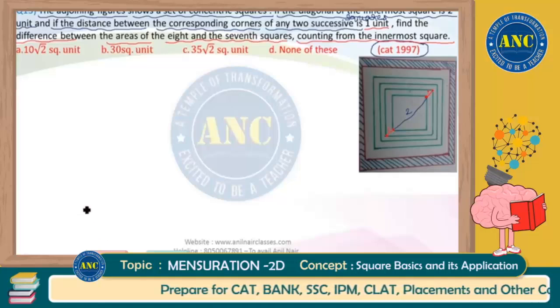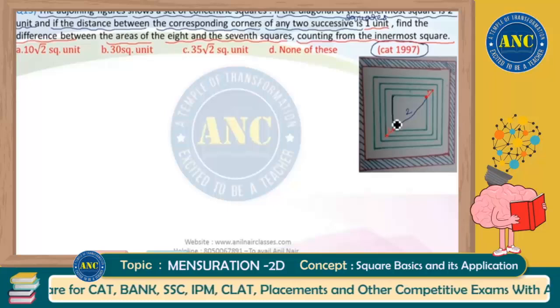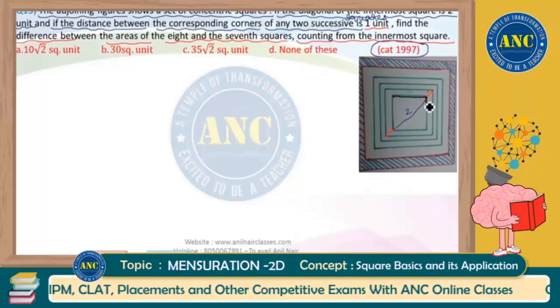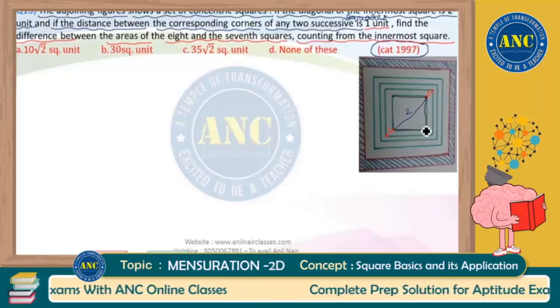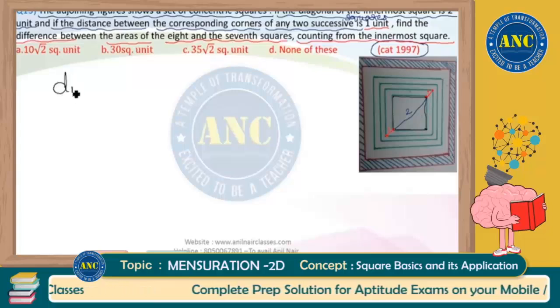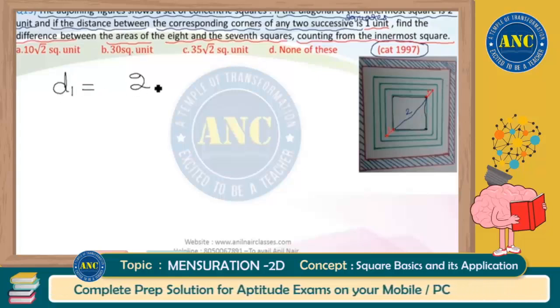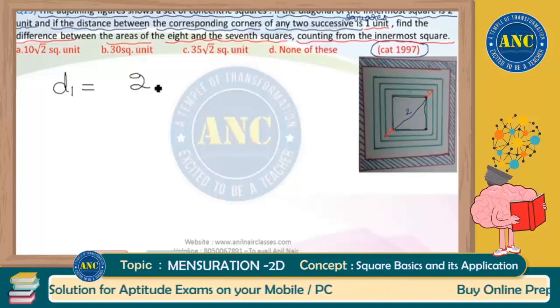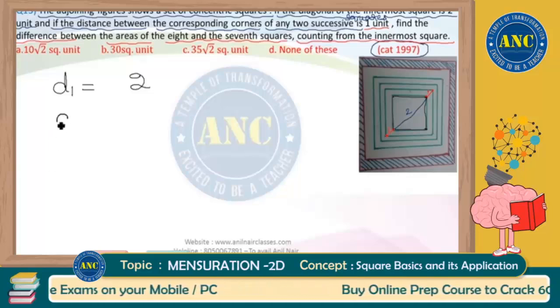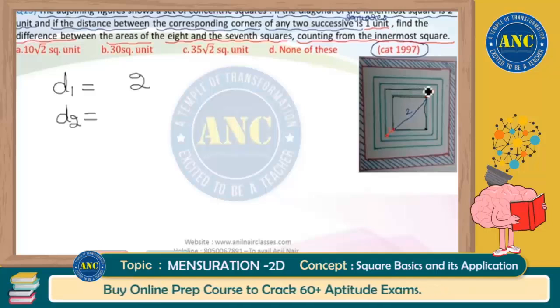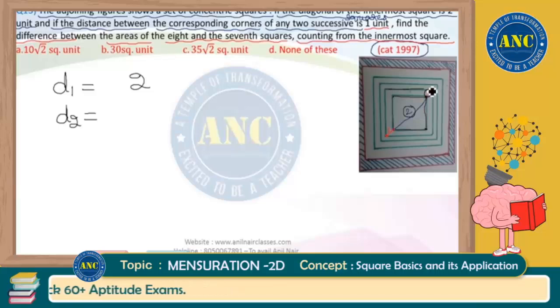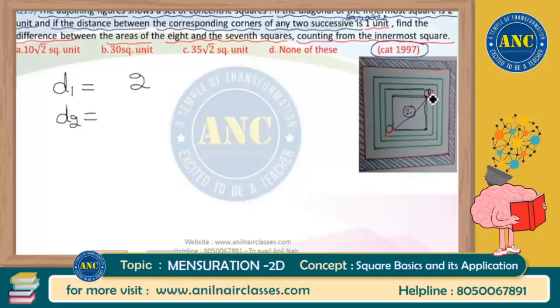Now let us understand like this. If I have only this particular square which I am marking in black color right now, the innermost square, the diagonal of the first square is nothing but 2 units, right? Anyway, that is given in the question. Now, what is the diagonal of the second square? Diagonal of this second square is nothing but this 2 units plus 1 unit plus here also 1 unit. That means 1 plus 2, 3. 3 plus 1 is 4 units.